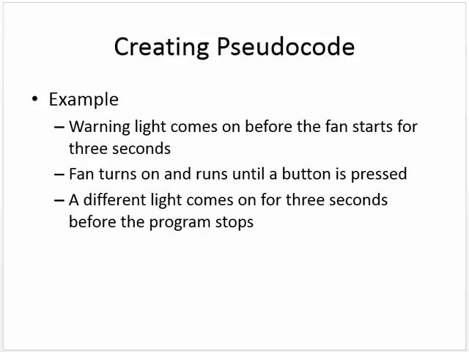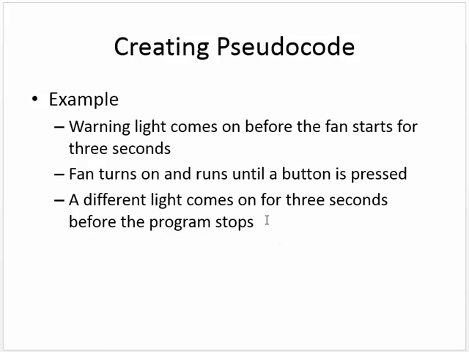Okay, pseudocode. Pseudocode is when we are putting down in our own language what we want to happen. We want a warning light to come on before the fan starts for 3 seconds. So we want that warning light to come on for 3 seconds and then the fan starts. So that's pseudocode. Alright, it's not really coding, but it's telling us what we want to have happen. The fan turns on and runs until a button is pressed. That's pseudocode. We're telling us what we're going to program.